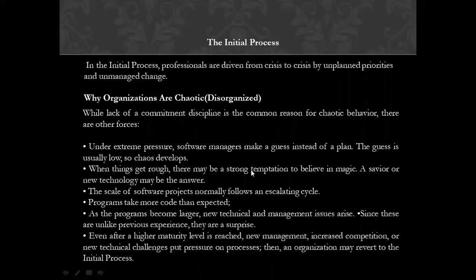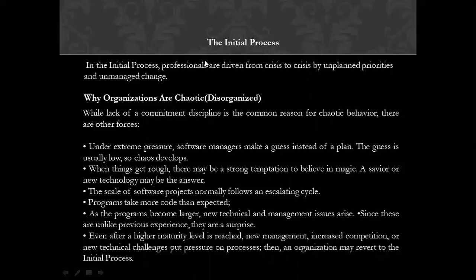Now, why are organizations chaotic, why are they disorganized, why are they not doing work in a proper manner? The first very important thing: you have to estimate the schedules and the budget. These are very important for deciding what level of project you can take. After that, you have to see what resources are required. So lack of all these things makes things very disorganized. We will go through these points.